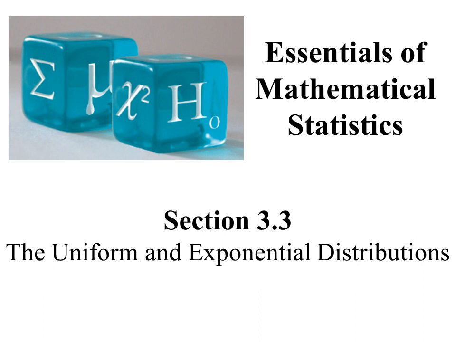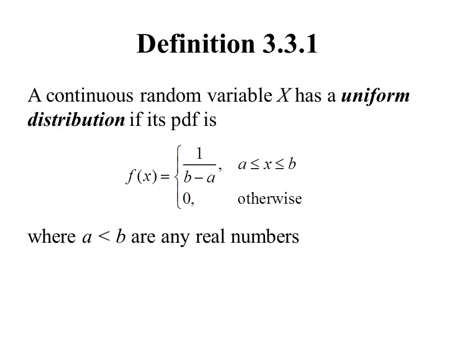Well, we can do the same thing with continuous random variables, and so in this section we're going to introduce two of the simplest types of continuous distributions, the uniform and the exponential distributions. Now in chapter 2 we talked about the uniform discrete distribution, and the basic idea there is that all the values of the random variable were equally likely. Well, the same basic idea is true for a continuous random variable. So here's the formal definition of a continuous uniform distribution.